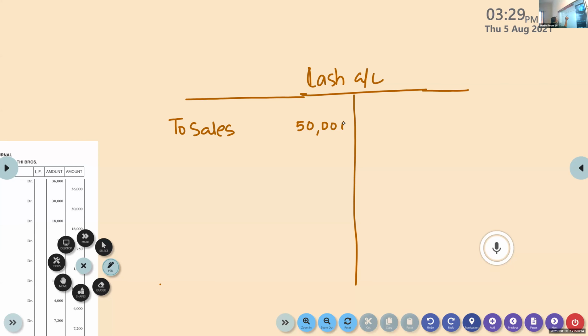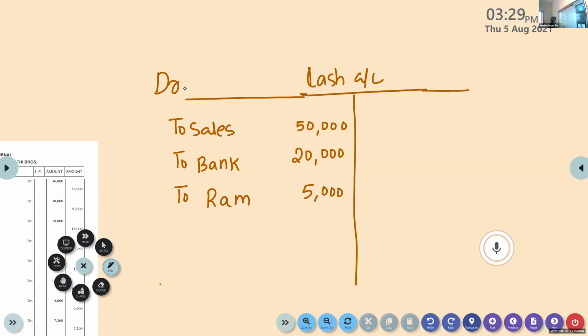50,000 to bank. Cash account debtor to bank. That means we have withdrawn money from the bank. 20,000. Cash account debtor to Ram. Ram has given us 5,000. Okay. And here, which side is this? Left hand side? It is called the debit side.